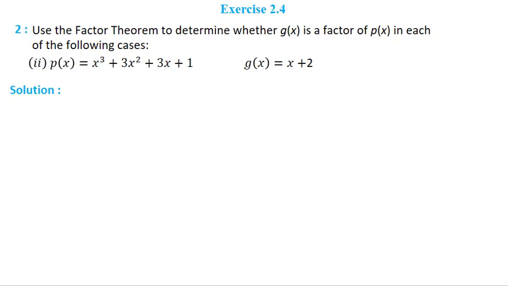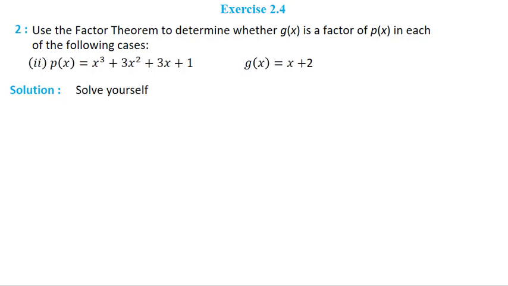Now let us see the second question of this question 2. Here p(x) is x cube plus 3x square plus 3x plus 1 and g(x) is x plus 2. We have to check whether g(x) is a factor of p(x). So what we will do? We will find the zero of this g(x), which gives me the value of x as minus 2, and here we are going to find p(-2). Now if p(-2) is 0, I will say that g(x) is a factor, and if p(-2) is not equal to 0, I will say that g(x) is not a factor.